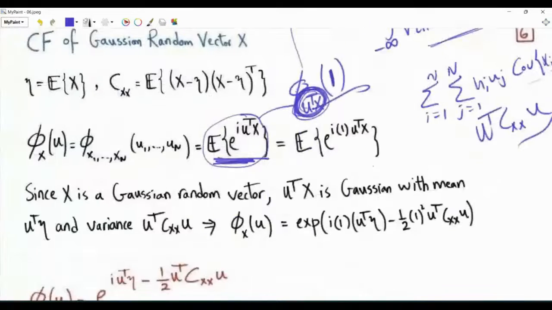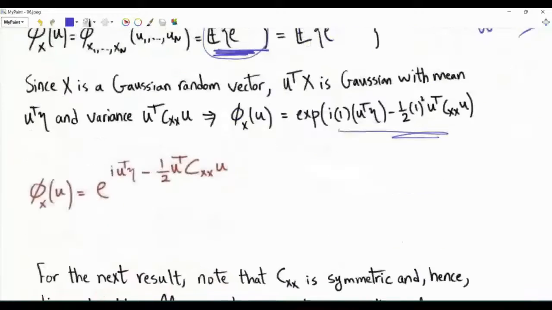Okay, and here we go. This is the expression for the characteristic function of a Gaussian vector, a vector whose components are jointly Gaussian random variables.